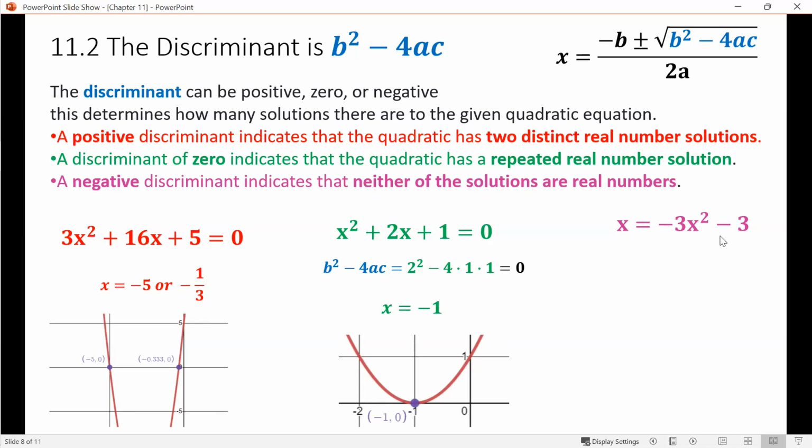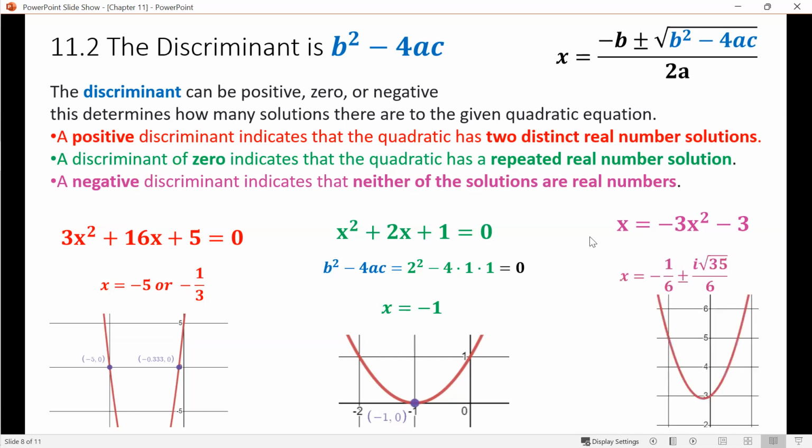And now for our third example, as you remember, we had complex numbers as our solutions, and indeed we never cross that x-axis. In our third example, our discriminant was a negative number, so we never crossed the x-axis.